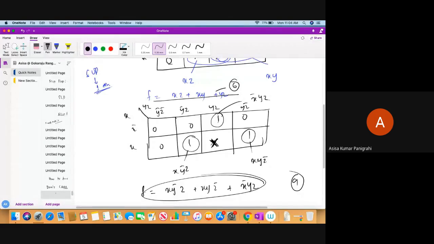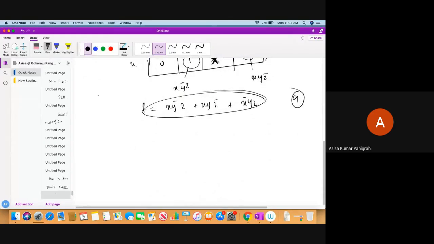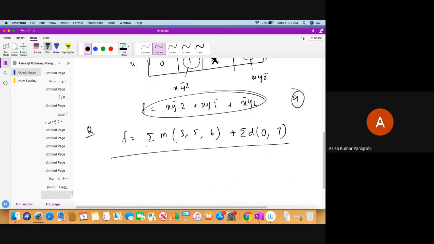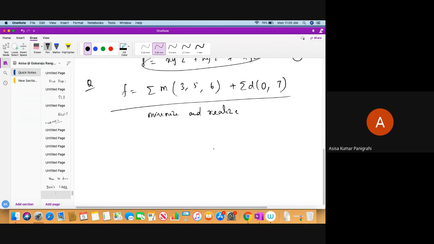Okay, so let's take the next question. The question is like this: summation of m, let's say I will give you 3, 5, 6, and summation of d here 0, 7. Let's say the question is like this. Again, same thing: minimize and realize.